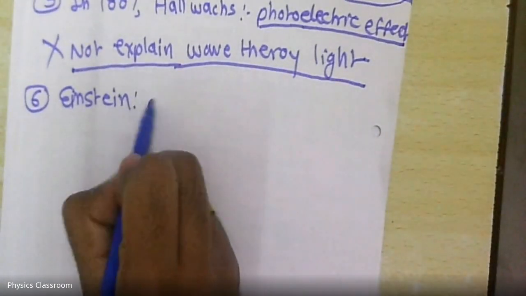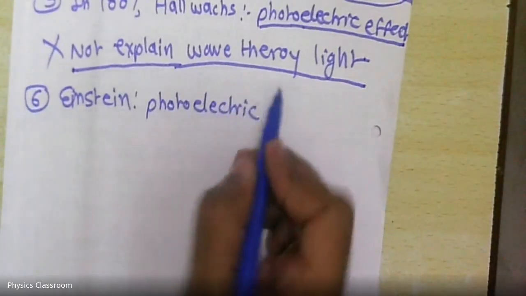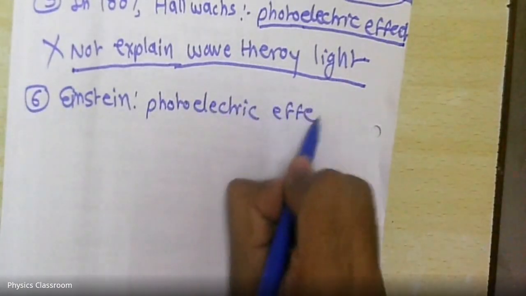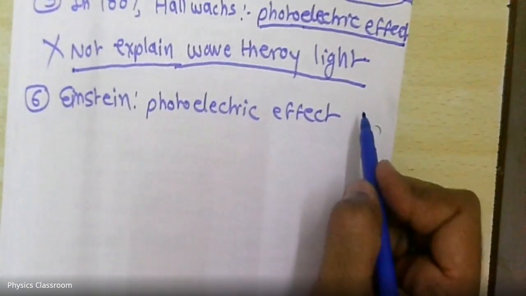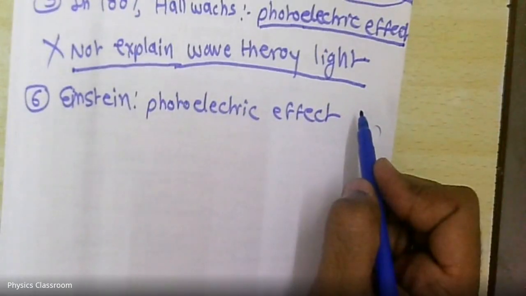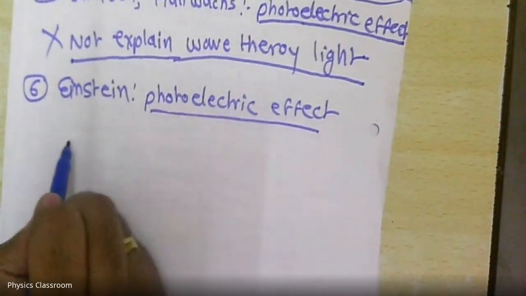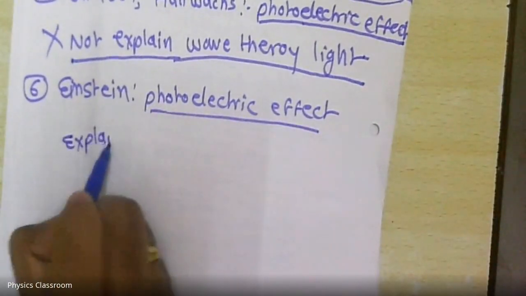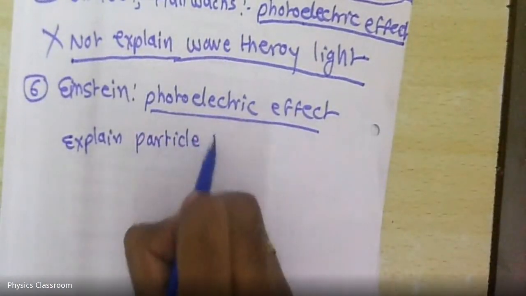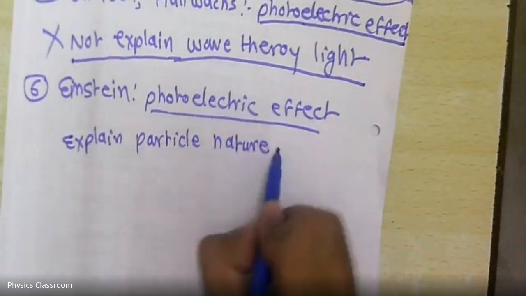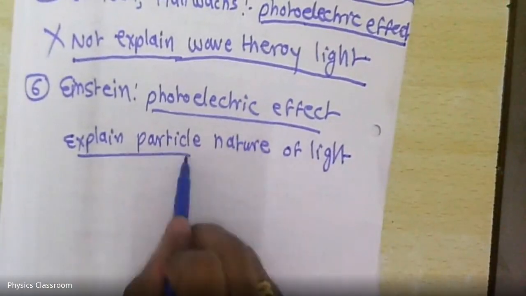Discover the photoelectric effect and explain its phenomenon on the basis of the wave theory of light. Photoelectric effect of Einstein: he explained the particle nature of light. The photoelectric effect explains the particle nature of light.